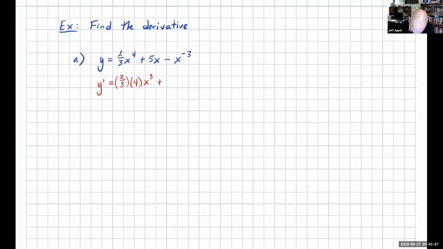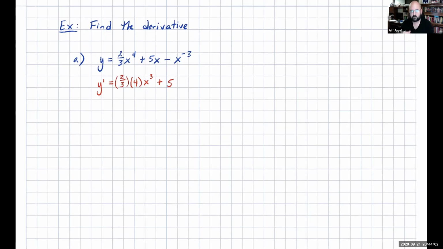And then plus, okay, well, what about the middle piece? It's just 5x. What's the derivative of 5x? Well, 5x is linear, right? It's like y equals 5x. The slope, or the derivative, is just 5.